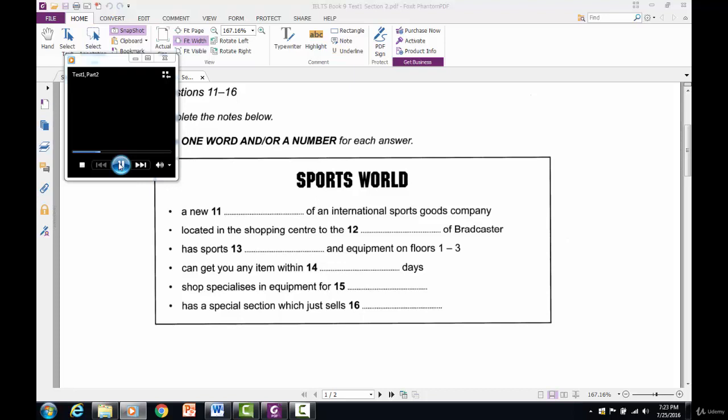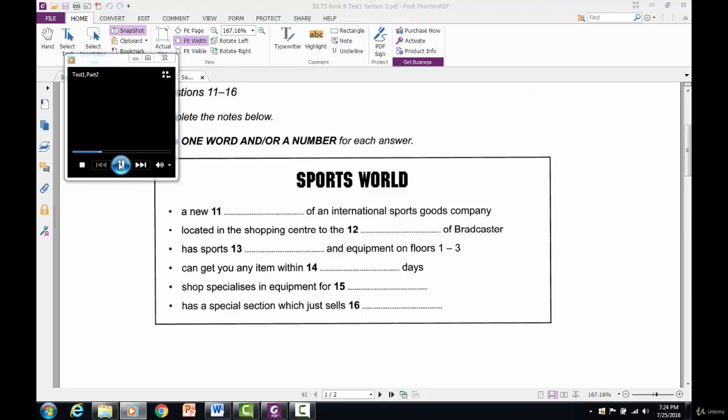It's going to be in the shopping centre to the west of Bradcaster. Number 12 was easy, right? They said it's going to be in a shopping center to the west of Bradcaster. So the answer for number 12 is west. Instead of saying located in, they said it's going to be in the shopping center to the west of Bradcaster.